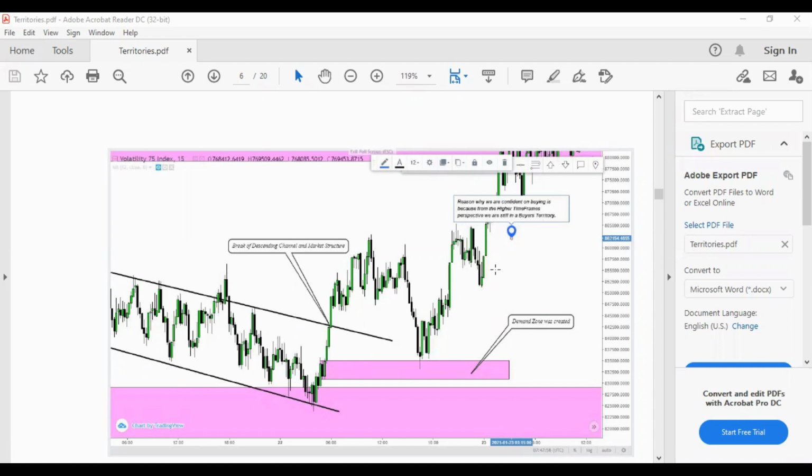So as you can see, the reason why we are confident on buying is because from the higher time frame perspective, we're still in the buyer's territory. Like I said, we're still in the buyer's territory because there isn't structure that has been breached from the higher time frame. The structure is still intact. You can clearly see also here that the price started creating sequences of higher lows. If you draw a trend line from this point here, you can see it created a new low here, a low that isn't lower than this. So, change of market structure. You can see that now price went up.